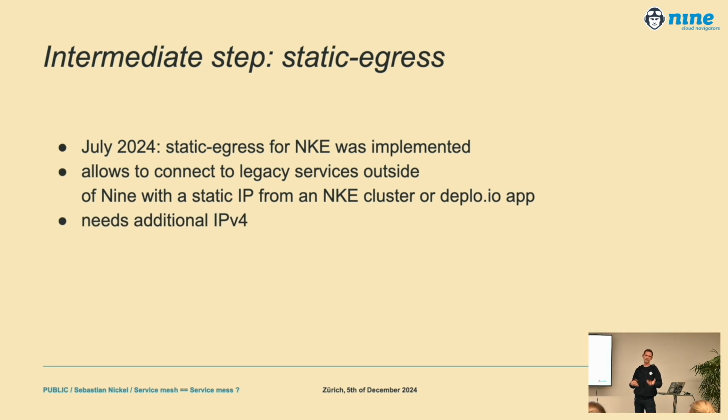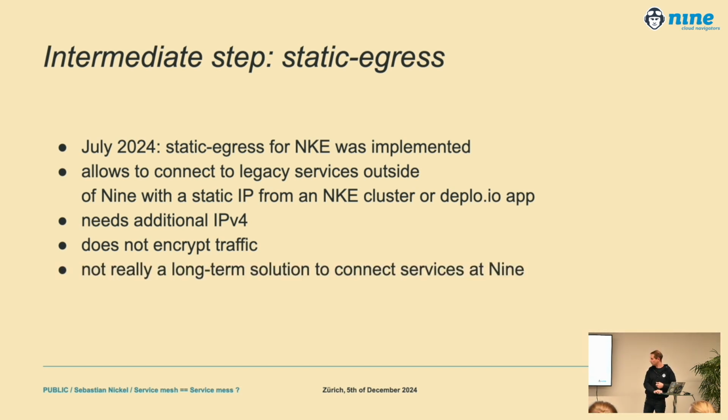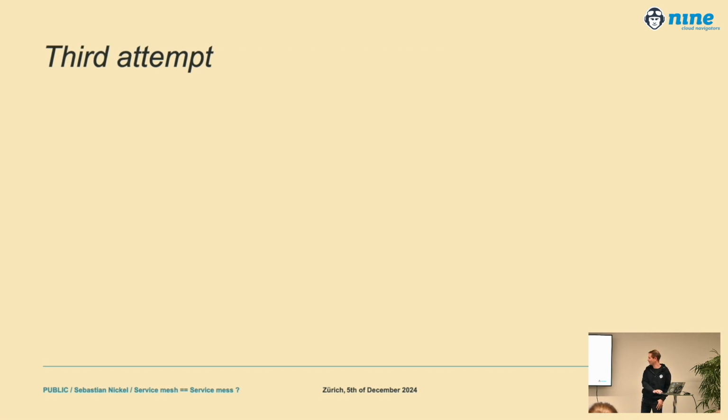For example, if you have 3 databases, one per environment, production, staging, and testing, but you just have one NKE cluster with different namespaces per environment, you would need 3 static egress resources, 3 IPv4s. Stuff gets pretty expensive, right? That is a bit of a problem there. And it also doesn't encrypt the traffic. It's just routing in the end. So we had to see that this is not really a long-term solution to connect services in 9. It was not developed for that, but it works as a workaround for a bit.